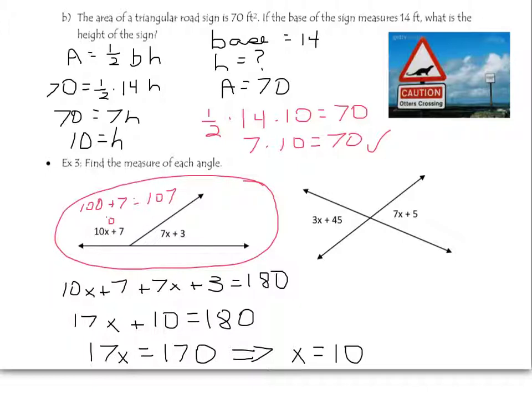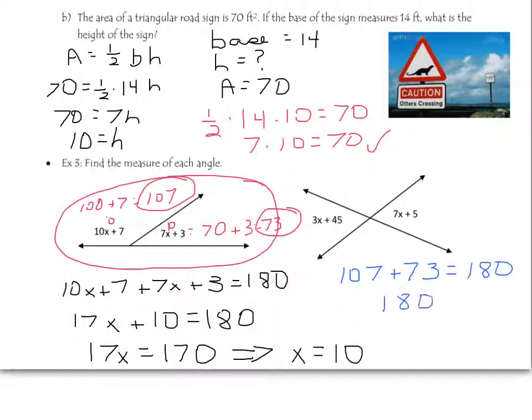And the second angle we can find by plugging 10 in for x, and we get 7 times 10 is 70, plus 3 equals 73. So we think we've found the measure of the angles. Those would be the answers, 107 and 73. But to check our work, we're going to add those answers together, because when you add those angles together, you should get 180 degrees. And 107 plus 73 does equal 180, so it checks.